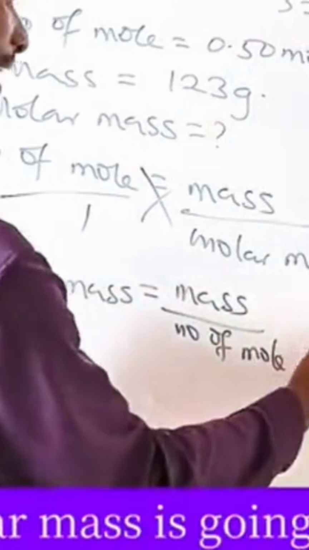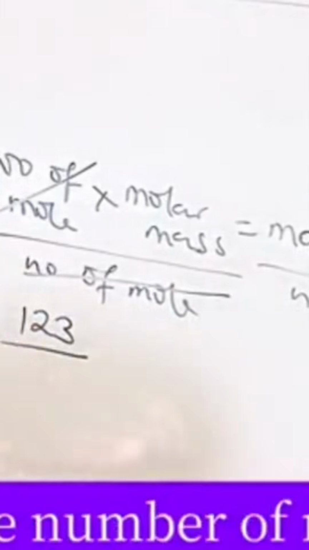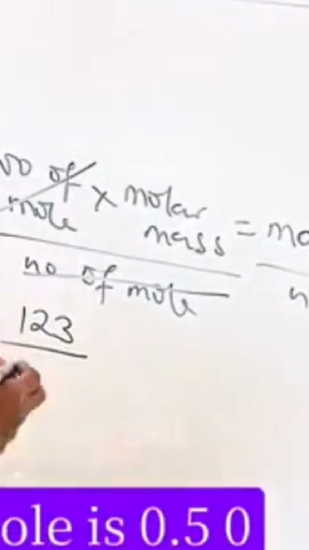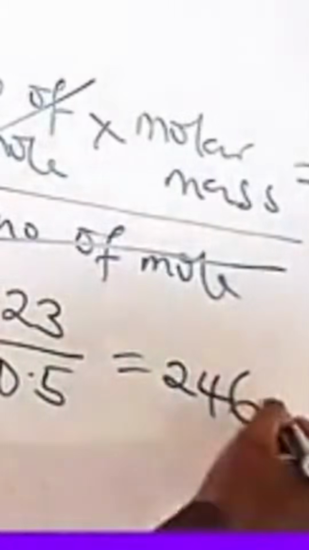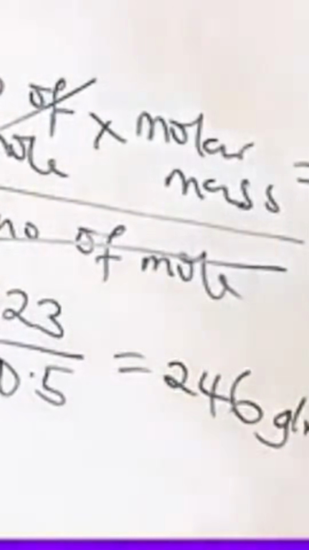So our molar mass is going to be, what is the mass given? 123 divided by, what is the number of mole? The number of mole is 0.5. I can be sure it's 246. The molar mass is 246 gram per mole. All right. But note, we were asked to find the value of X.